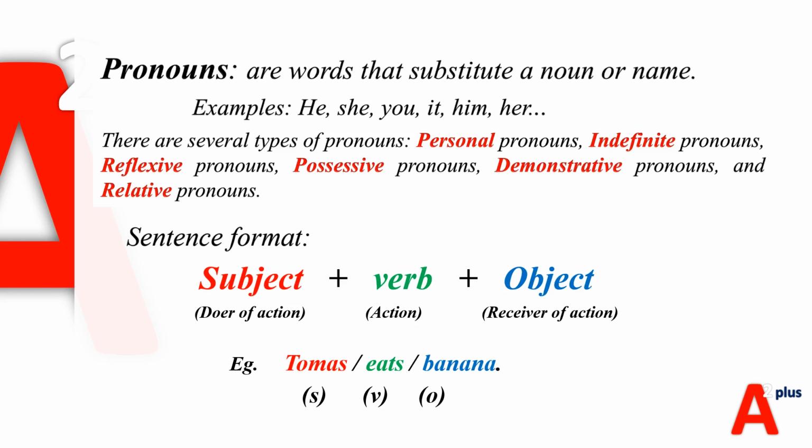So, sentence format. Last time we talked about parts of speech. When we make a sentence, either in speaking, reading, writing, or listening, it contains at least two or more parts of speech. Usually, in the majority of sentences, it follows this format: subject plus verb plus object. The subject is the doer of the action, the verb is the action, and the object is the receiver of the action.